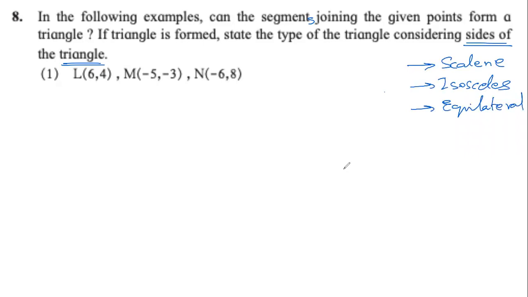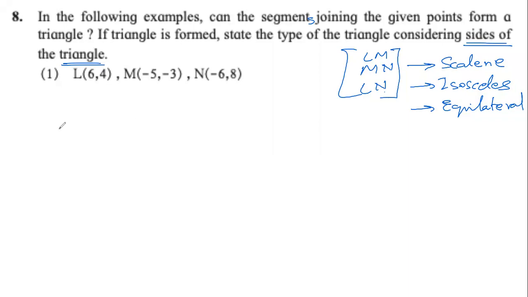And we can find if the sides are equal or not just by finding the lengths. What lengths? LM, MN, and LN, using the simple distance formula. But before we start finding the distance, let us ensure that they form a triangle.